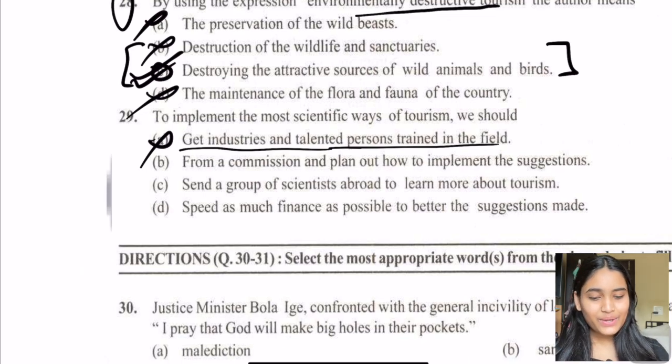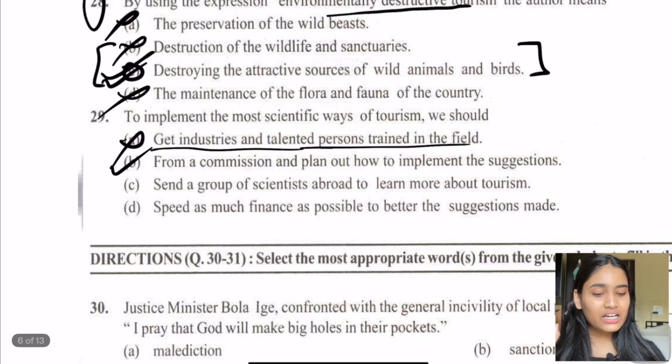B, form a commission and plan out how to implement these suggestions. Yes, that is what was told to us in the passage, that we need to go ahead and evaluate case by case of different wildlife sanctuaries and parks and see if they are fit for tourism or not. Let's just go ahead and read the other two options to make sure that we have chosen the right one.